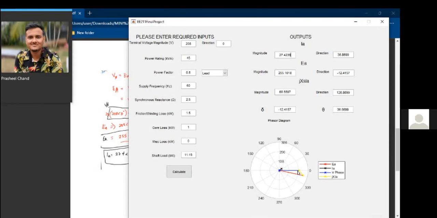To sum it up, our team has successfully designed a graphical user interface based on given specifications and has also demonstrated the accuracy of our application. Thank you very much for your time.